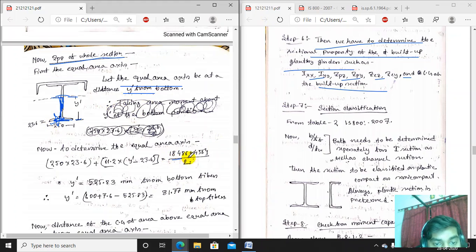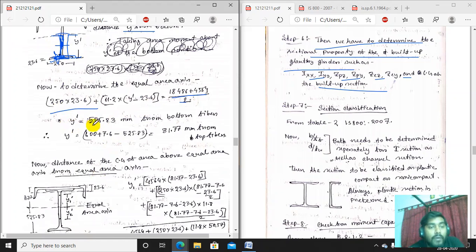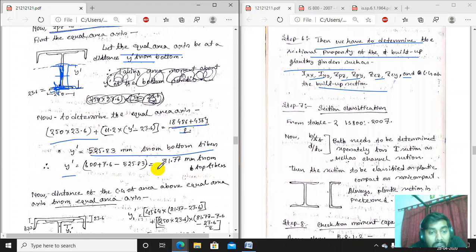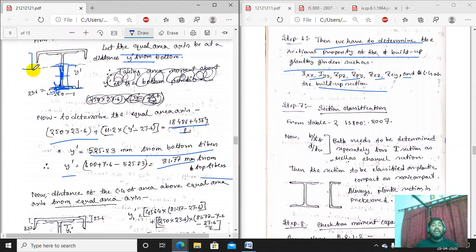So total area, that is equal to total area of the I section plus area of the channel section, divided by 2, into the CG from that to that, and that portion CG from that to that. So total area of that plus area of that portion equals to that value. We are getting y dash equals 525.83 from the bottom fiber. So y dash will be equal to 81.77 from the top fiber. From here to here, it is 81.77. So the equal area axis has been found out.